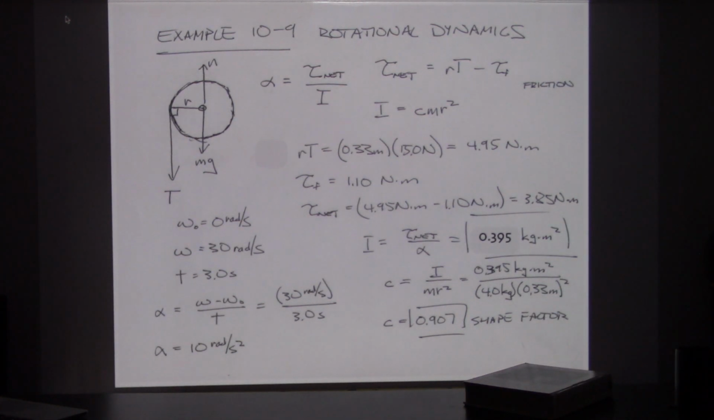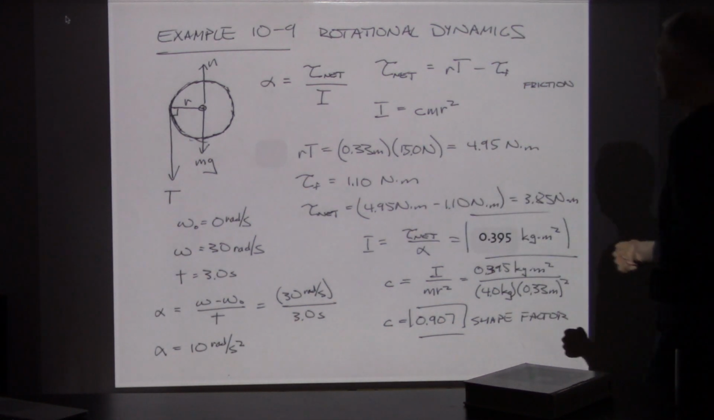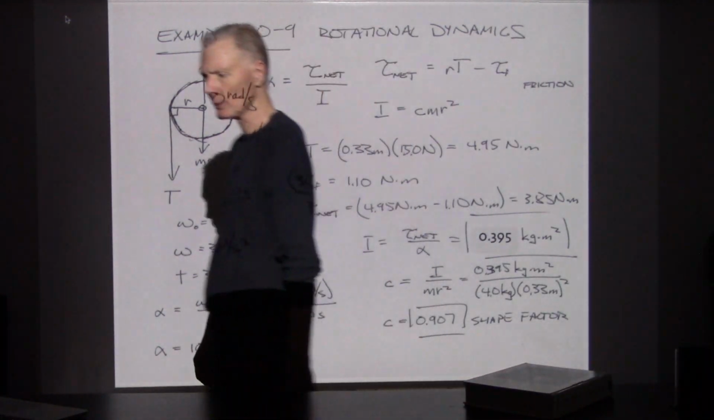Anyway, I was curious, so if a shape factor is 0.907, it's not a solid cylinder. It's actually closer to being a hoop. So this might be a pulley where most of the mass is towards the outside. Maybe there's some spokes or something. This is more like a bicycle wheel shape factor than it would be for a solid cylinder. Just curious what kind of numbers they had given us in that example.